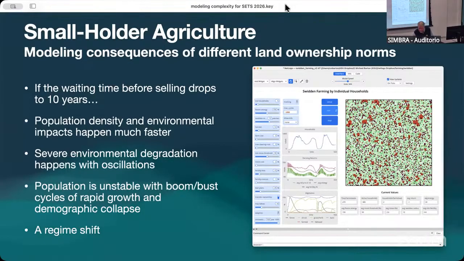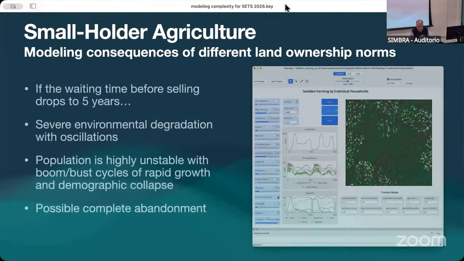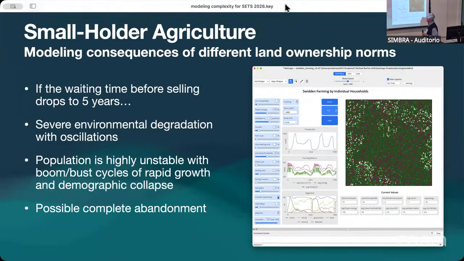It becomes extremely unpredictable. And if I drop it down to 5 years, it's even worse. And you can even have situations where the entire population goes extinct on this. So what's happened is, by slight changes in land management rules, I've shifted to a totally new regime. This is an example of a tipping point, a regime shift in the interaction between people and the environment, something I did not expect at all. And so I find this has been really interesting.